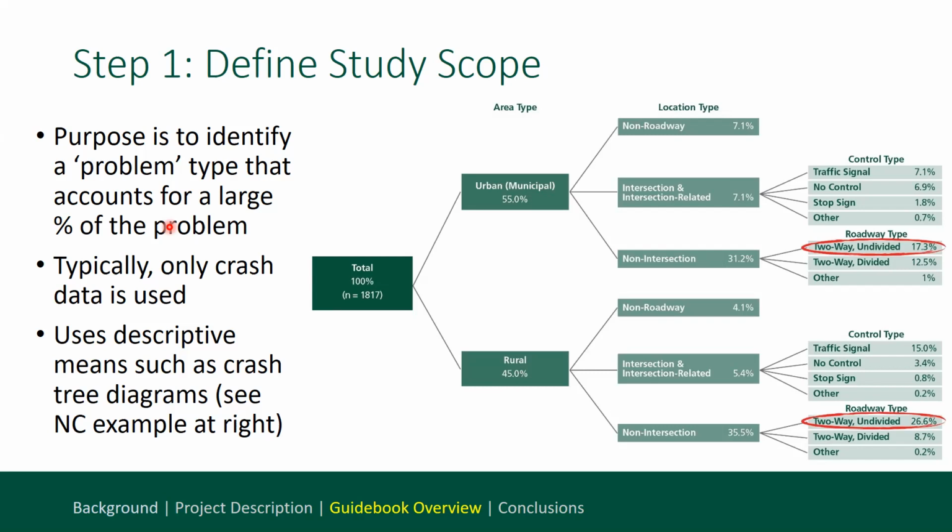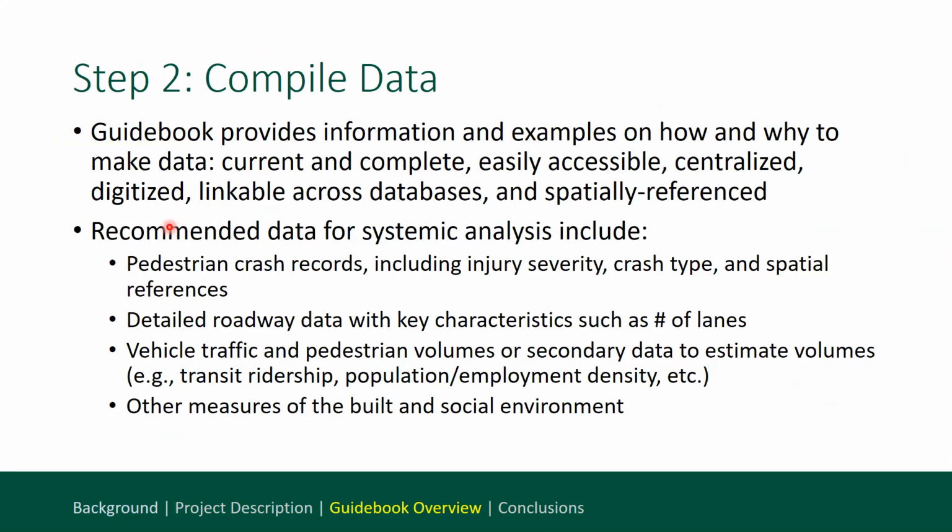No questions. That's great. Step 2 is you compile all the data, and this is where you need to have digitized, easily accessible, centralized data throughout your community that's linkable across databases and especially referenced so that you know which location. And recommended data for systemic analysis include crash records. Again, pedestrian was specific to this project, but if you remove the word pedestrian, this is the systemic analysis you could do for any type of crashes.